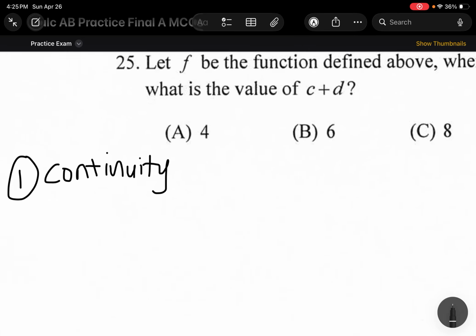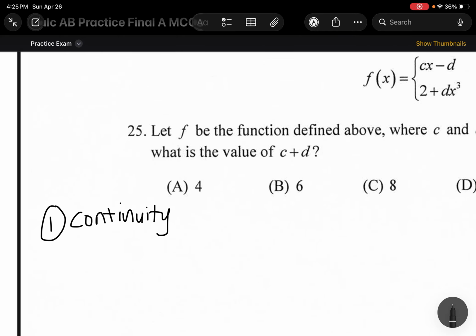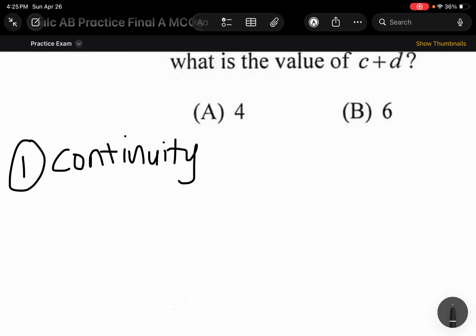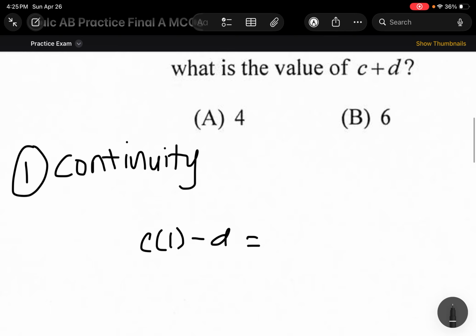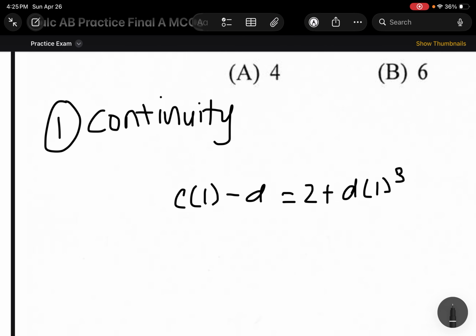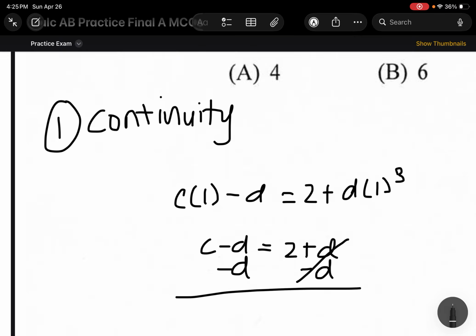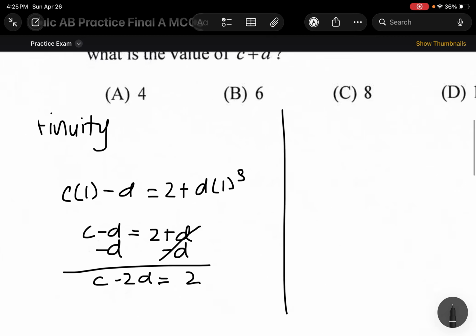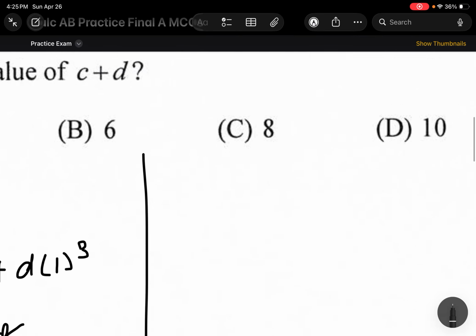To check for continuity, you're going to set both of those piecewise functions equal to each other at x equals 1. So it's going to be c times 1 minus d is equal to 2 plus dx, but in this case x is 1 cubed. So we're left with c minus d equals 2 plus d. Then we subtract d from both sides, and we're left with c minus 2d is equal to 2. We're done with our first step here, which is checking the continuity of the function.